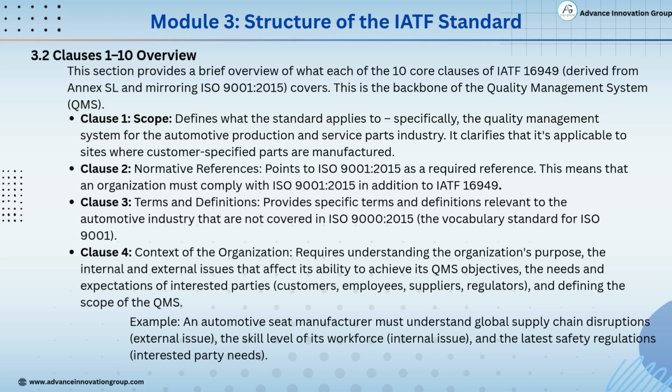Clause 4. Context of the organization. Organizations must understand their internal and external environment, their stakeholders' needs, and clearly define the scope of their QMS. Example: an automotive seatbelt manufacturer must consider external risks like global supply chain disruptions, internal issues like workforce skill level, and customer or regulator expectations.